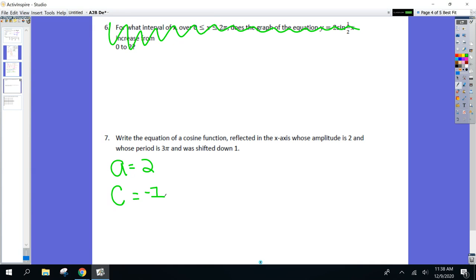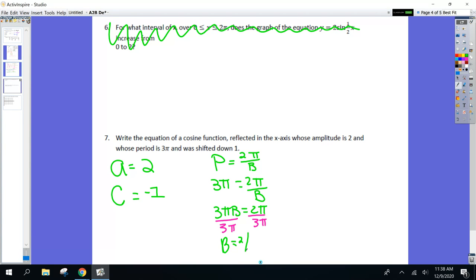Okay, here we go. Let's solve for the B value now. Period equals 2 pi over B. What's the period here, Kian? 3 pi. All right, so 3 pi is equal to 2 pi over B. Cross multiply. What do you end up getting? 3 pi B equals 2 pi. And then you get 2/3. How'd you get 2/3? I divided by 3 pi on both sides. Yep, so everyone, that's how we got B to be 2/3. All right, you're good, Kian.